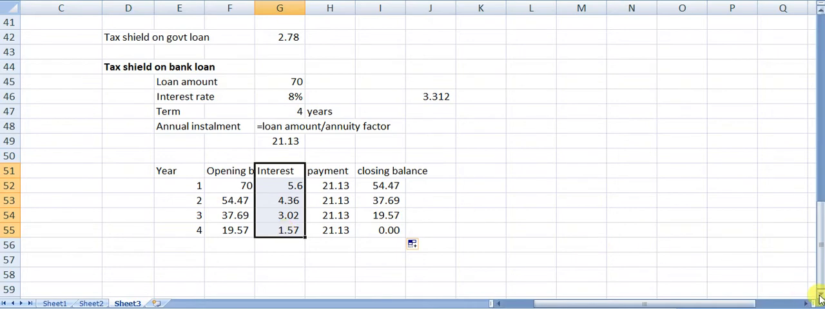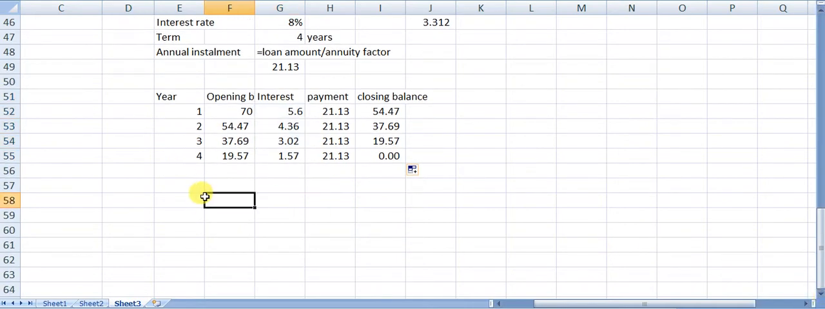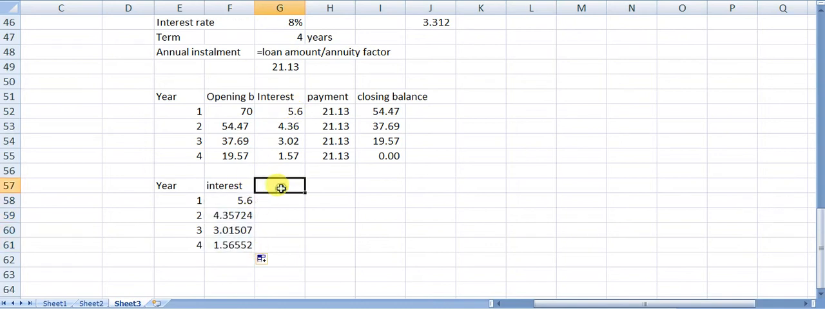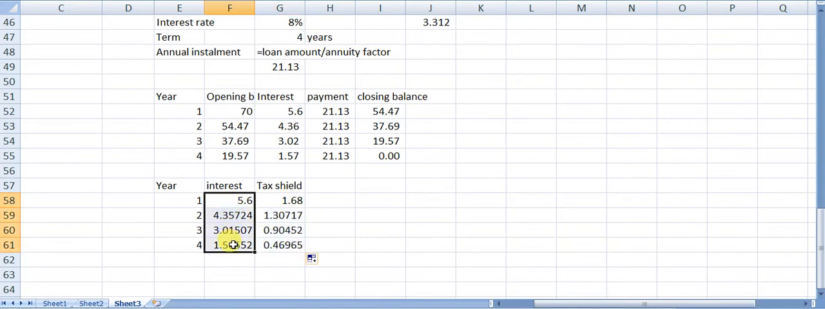So let me take the interest separately now. Year 1, 2, 3, 4. Interest. Copy that interest. So tax shield will be the interest into 30%, right? If you pay 100 interest, tax benefit is 30% only. So that's the annual tax benefit for you because of this interest.